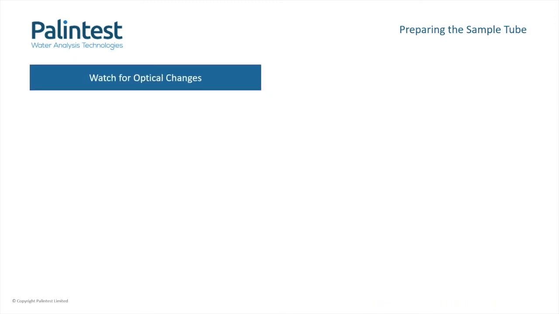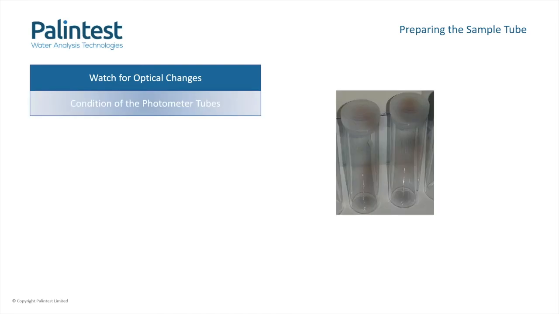Observe the sample as you prepare it. Most photometer tests involve developing a colour and, as Hannah explained, this colour is measured in comparison to the blank. All other optical properties of the blank and the sample need to remain identical to each other. Any staining, scratches, or fingerprints on the glass tubes used for the blank or the sample will affect the reading.